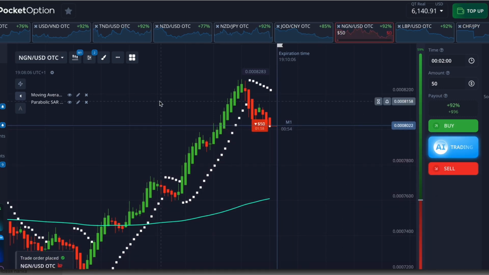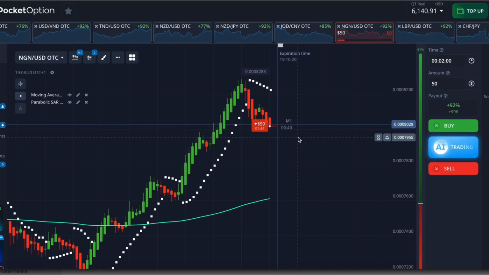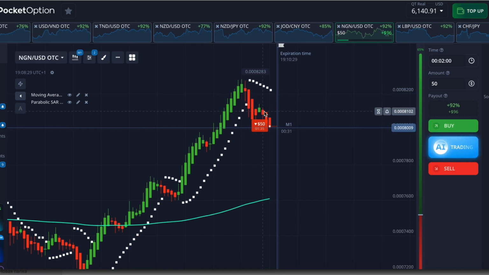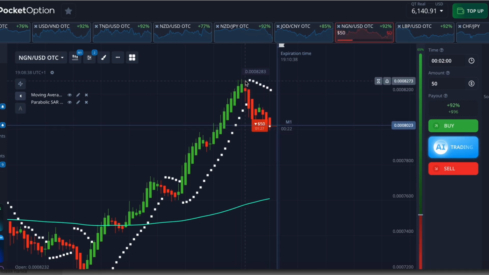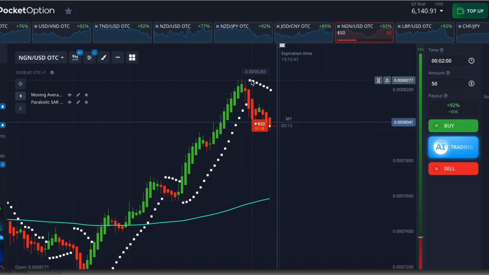Okay, I choose Nigerian Naira USD. I opened the deal for 2 minutes. What do we see? First, the price is above the MA 200 line. This is the first parameter that we have excluded. The second parameter is that we don't have 2 or 3 candlesticks in a reversal. Parabolic SAR shows that it is higher than the price, as it should be. Let's see how this currency pair works out.